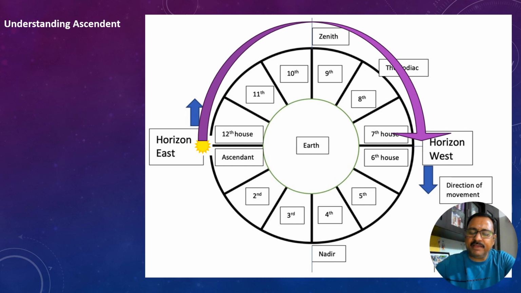So every day there will be 12 ascendants, and every 2 hours the ascendant will be changing, right, for our time zone.